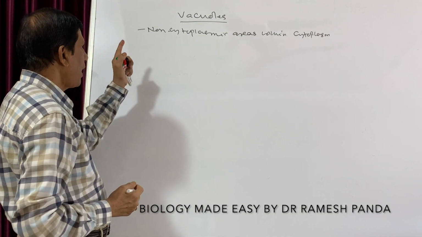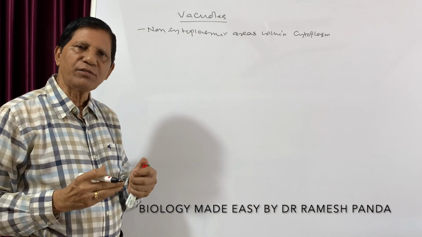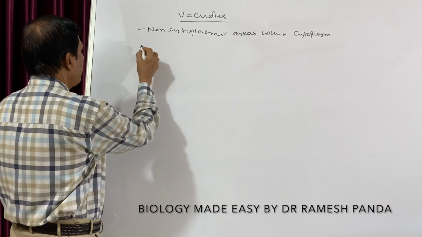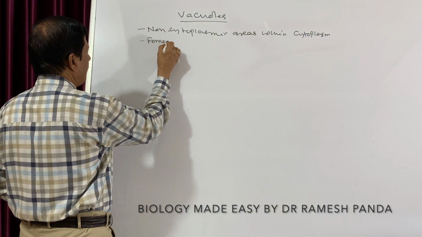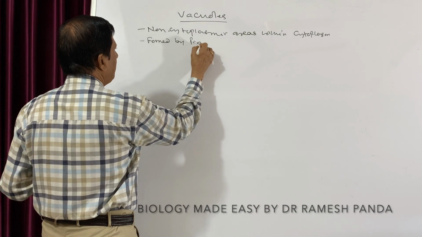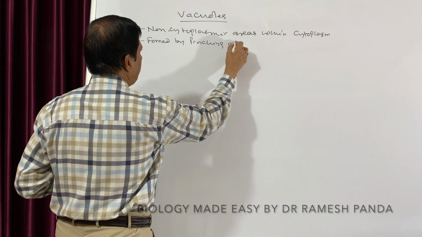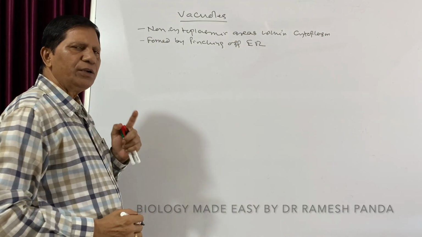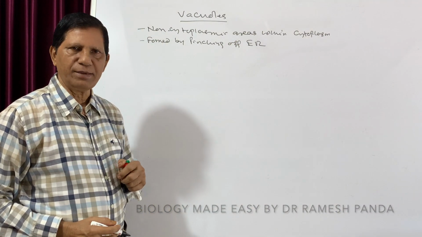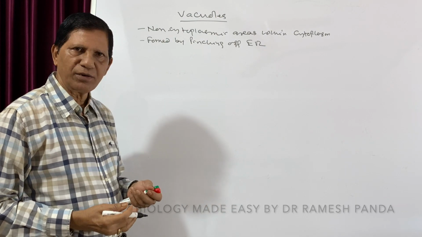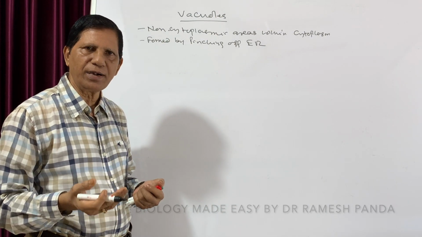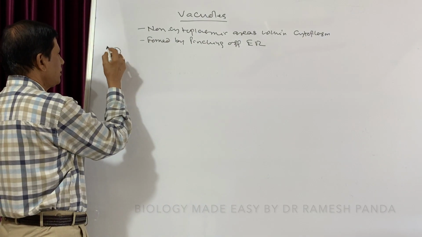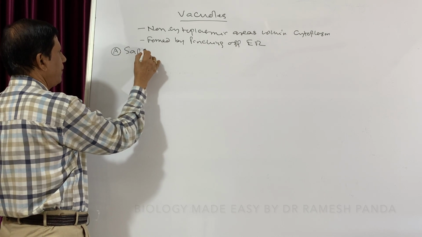Now, how are these vacuoles formed? Usually the vacuoles are formed by pinching of the endoplasmic reticulum. Usually the vacuoles are of four types: the sap vacuole, food vacuole, contractile vacuole, and gas vacuole or air vacuole. Let us discuss one by one. First we will discuss the sap vacuole.